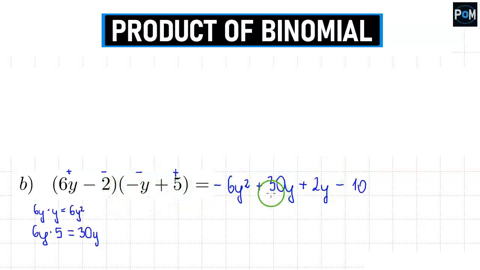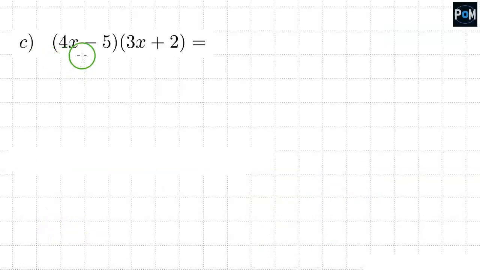And this is not the final result either, because we can combine this and that. -6y squared rewrites. These 30y's plus 2y's gives us 32y's, and -10 copied over. Example C. 4x's are positive, 5 is negative, 3x's are positive, and 2 is positive.